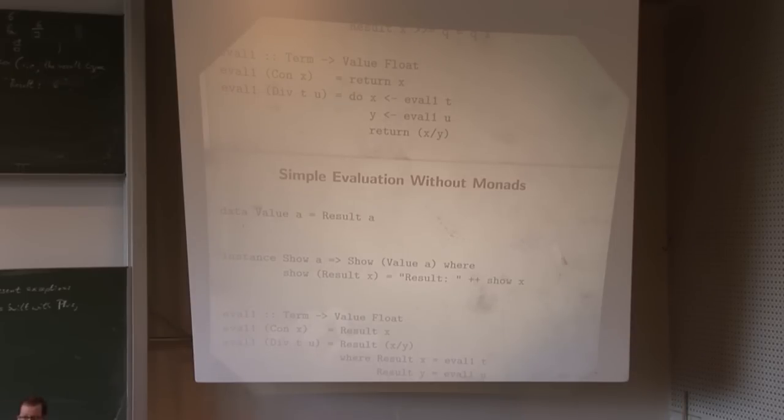Now, if you forget about monads and you just read it like an imperative program, it's very readable. It means, okay, what do you return? For a term which is simply a constant x, you return x. If you want to evaluate this term, what do you do? You evaluate t. So x is the value of t, y is the value of u, and you return x divided by y. So if you forget about monads, then with this do notation, this looks like an imperative program. So this is what we can see here.